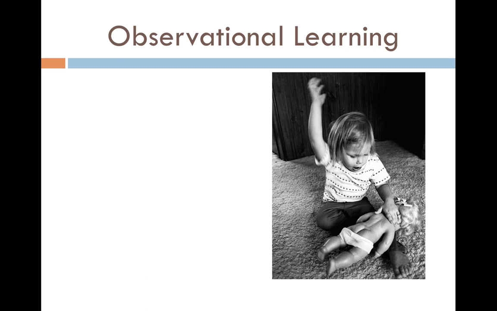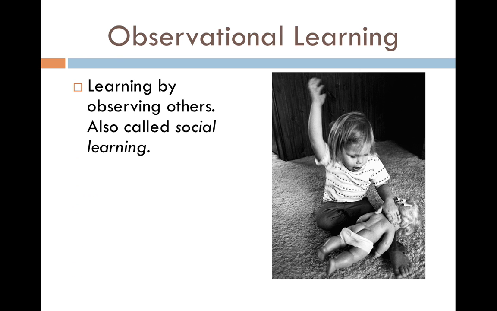Today we're going to be looking at another type of learning theory dealing with observation. Observational learning is defined as learning by observing others. It's also called social learning. Sometimes you'll see them refer to observational learning as social learning, so it's important to understand that that's what it's talking about.